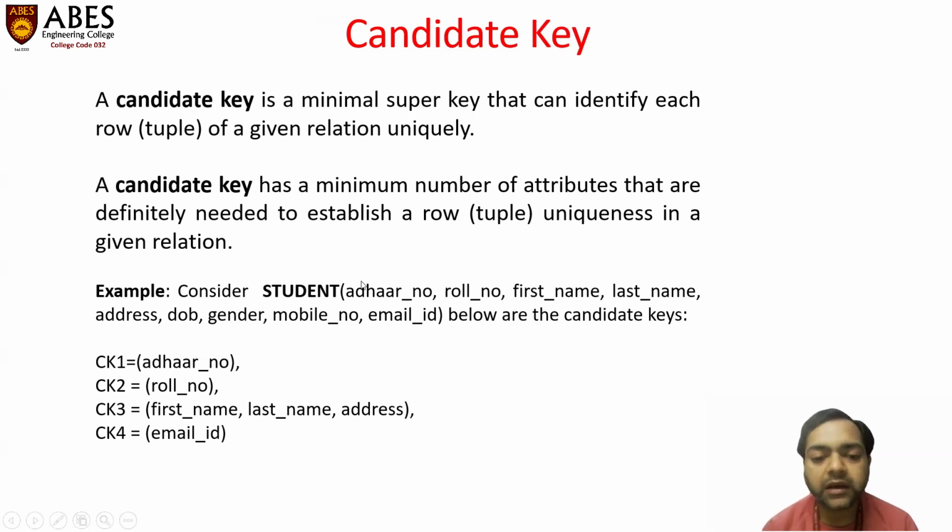But if we add Aadhaar number with the first name, can we say that this is a candidate key? No, because if we remove the first name, we can still identify the particular row uniquely in a relation. So we will have only a minimal super key that can identify each row in a given relation, right? So this is the concept of candidate key. And in a relation, we can have multiple candidate keys, similar to the super keys.